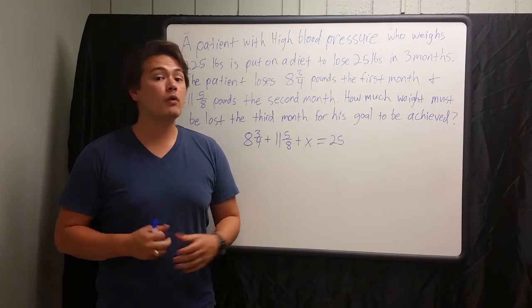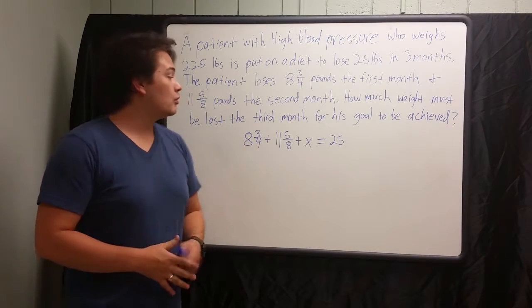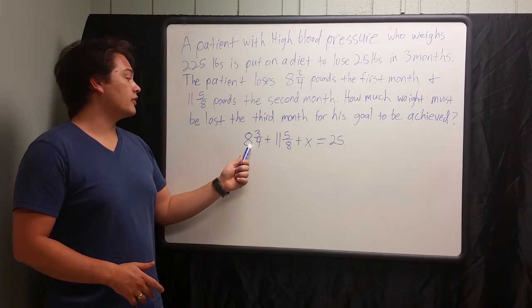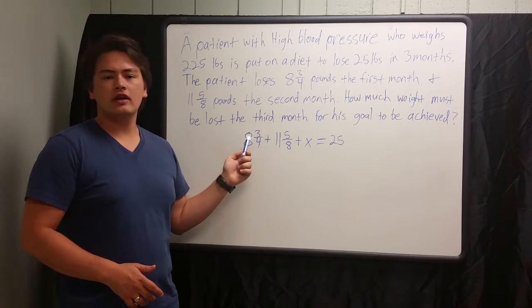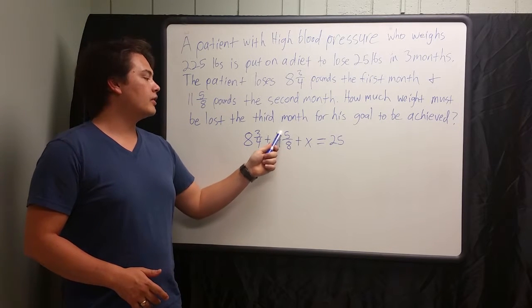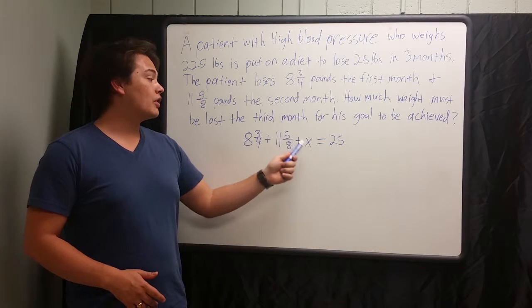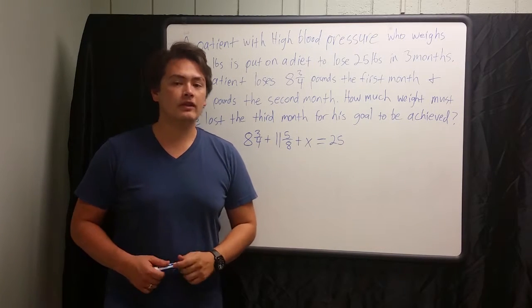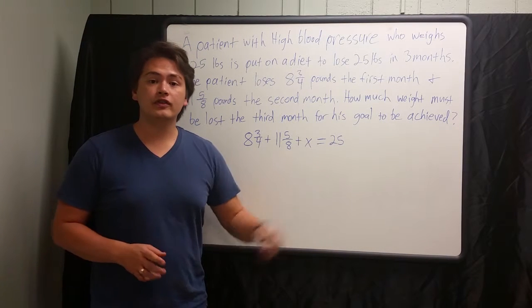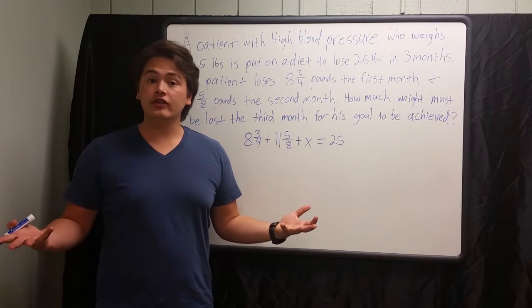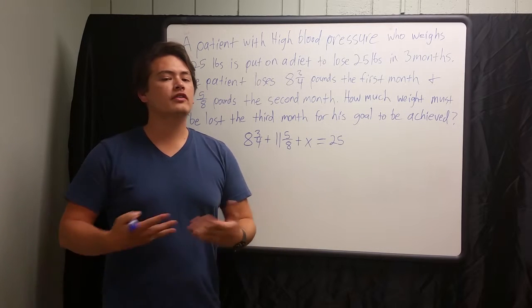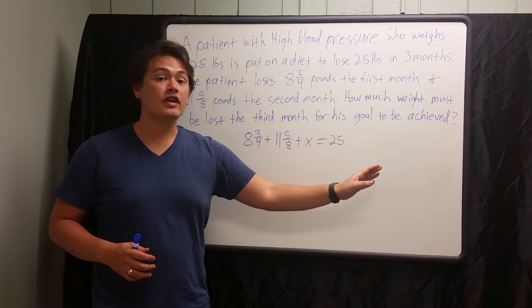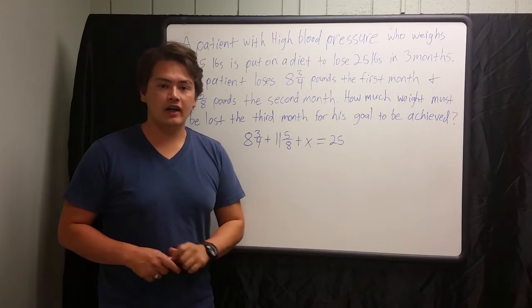So for any number that we don't know, generally we would put the letter x as an unknown. Because in the first month he loses 8 3/4 pounds, then 11 5/8 pounds, and we don't know what he loses in the third month, but it's going to equal 25. So now that we have this all set up, we're going to solve for x. What I mean by solving for x is that I'm going to put x on one side and put everything else on the opposite side.